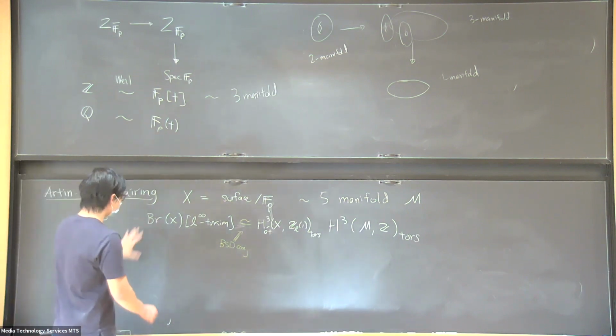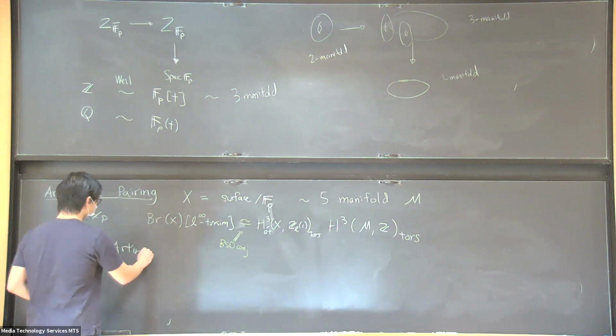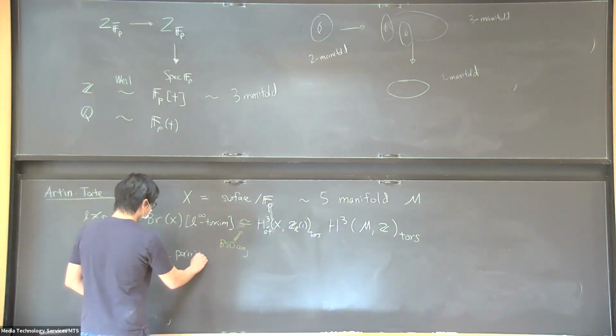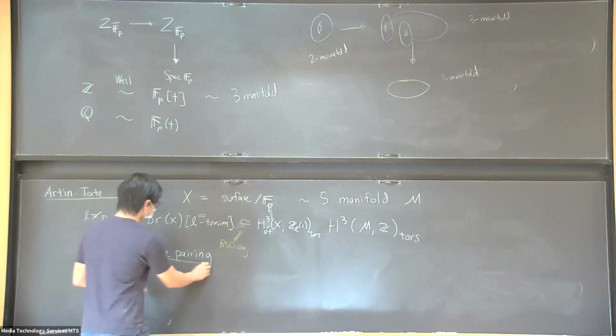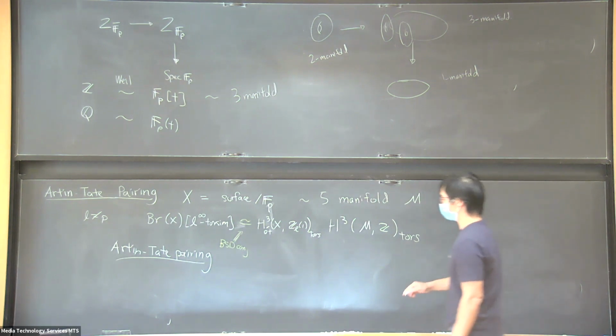Okay, so I'm going to define a certain duality on this object called the Artin-Tate pairing. And whatever it is, it has an analog on the topological side, which is called the linking form.